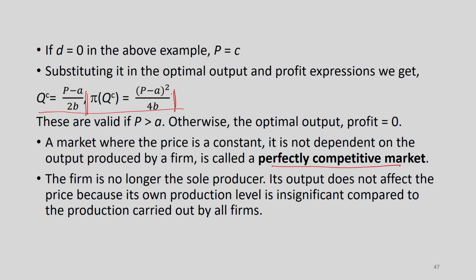Its output does not affect the price because its own production level is insignificant compared to the production carried out by all firms. So, that is why I use the notation QC. C stands for competition.